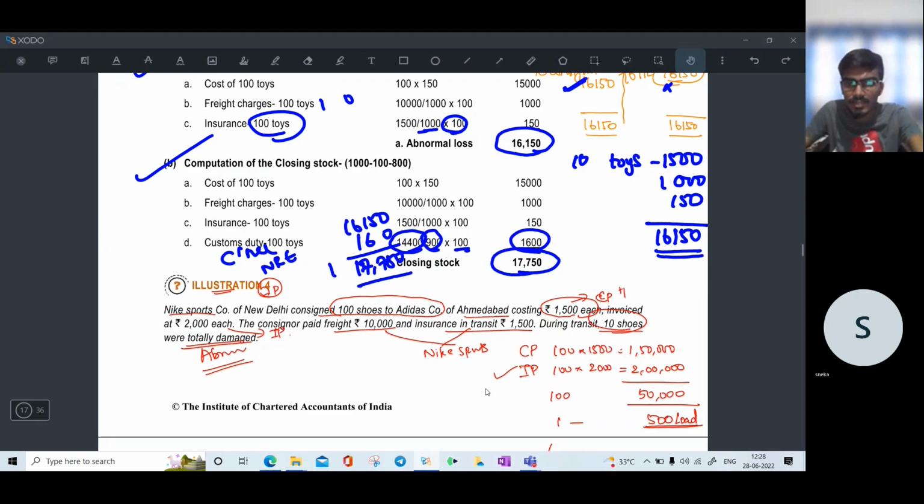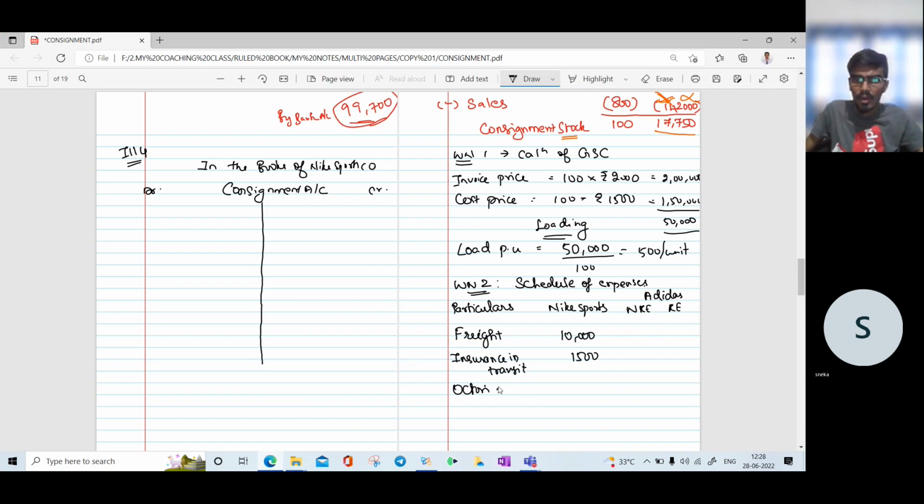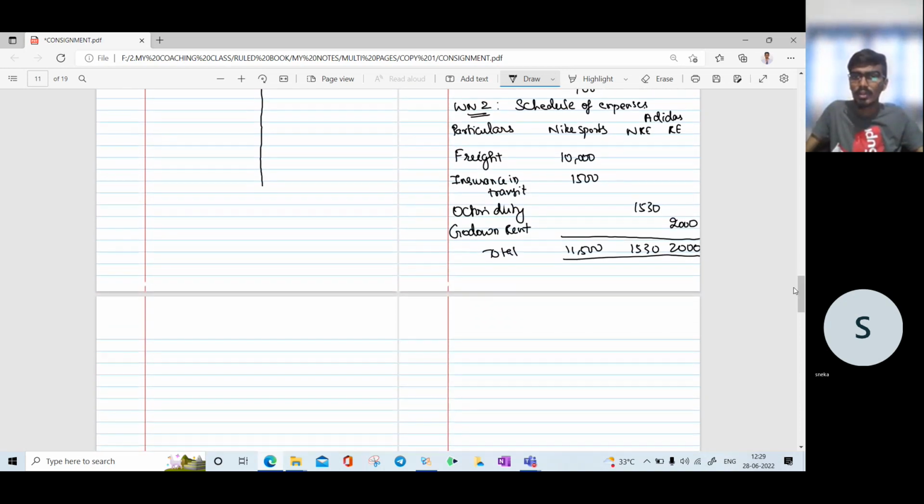Then let us look at Adidas's expenses. How much are Adidas's expenses? 1,530 is octroi duty. Then goods and rent 2,000. How much is octroi duty? 1,530, correct? Yes, ma'am. How much is goods and rent? In recurring it is 2,000. Total is how much? 11,500. 1,530, 2,000. This is our working note 2. Then move on to working note 3.